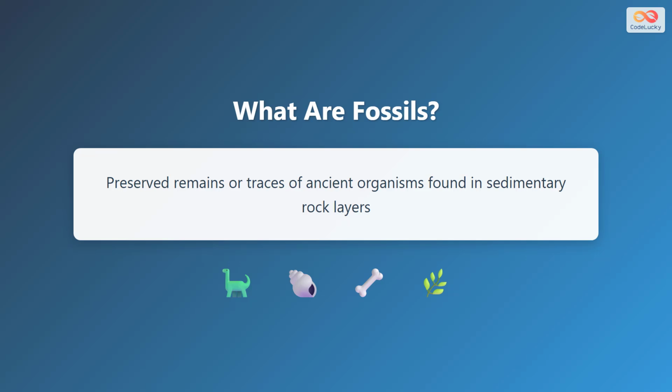So, what exactly are fossils? Fossils are the preserved remains or traces of ancient organisms that are found in sedimentary rock layers. These can include the actual body parts of organisms, such as bones, teeth, and shells, or they can be traces of their activities, like footprints or burrows. When an organism dies and gets buried quickly by sediment, under the right conditions, its remains can be preserved over millions of years. The key requirement is that the organism must be buried rapidly to prevent complete decay, and the surrounding conditions must be just right for fossilization to occur.